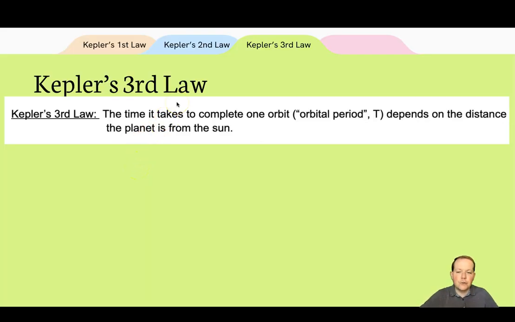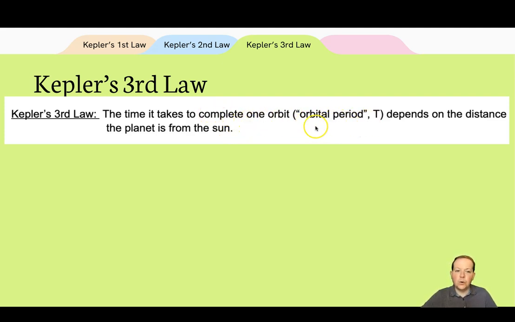Here's what Kepler's third law says. There's a new term in here. It says the time it takes to complete one orbit, where orbit means going around an object, like the Earth orbits the sun in 1 year, because in 1 year the Earth goes all the way around the sun, depends on the distance the planet is from the sun. Time to orbit depends on the distance.